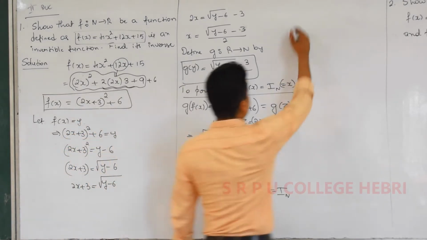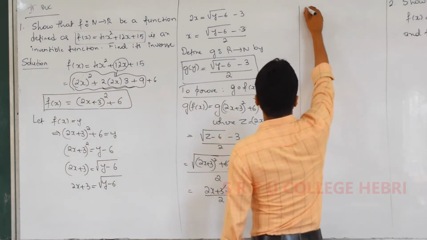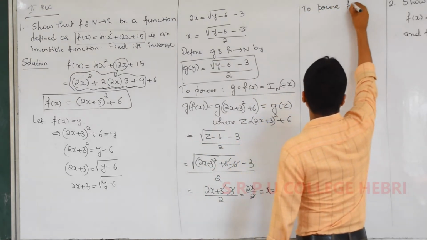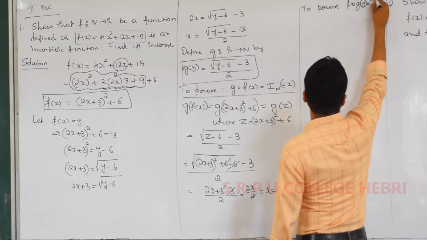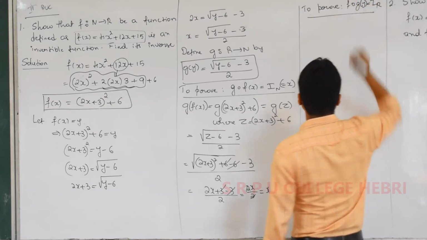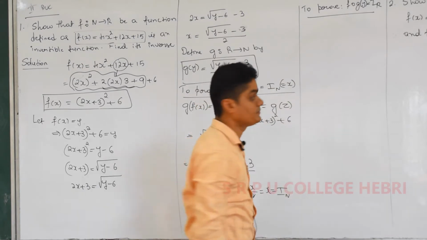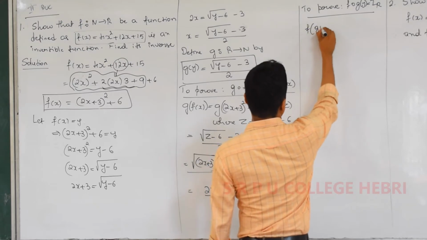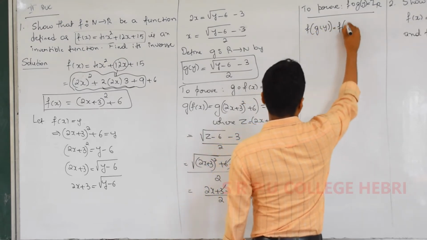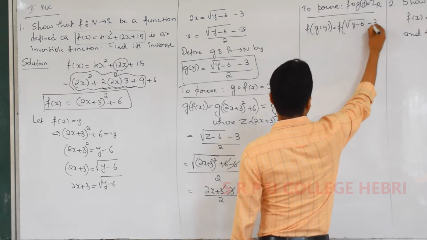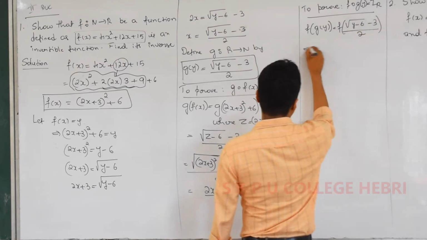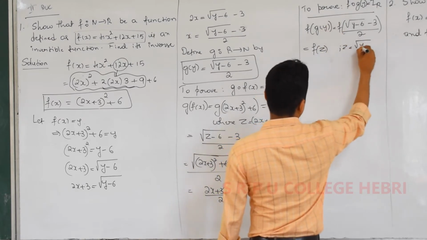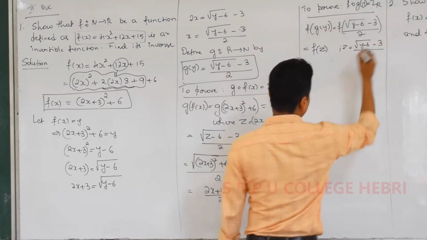Very good. Next, what should we prove? To prove f of g of y is equal to identity function of y. f of g of y is equal to identity function of the codomain, which is R. So that is f of g of y, that is f of (root of y minus 6 minus 3) divided by 2. You can take this as f of z. What is z here? z is equal to (root of y minus 6 minus 3) divided by 2.